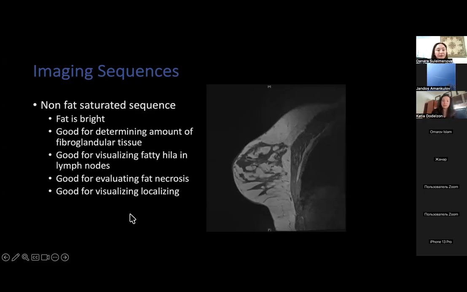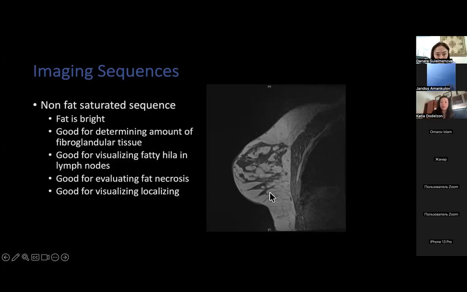The next set of sequences are T1 weighted sequences before contrast is administered, and these are not fat saturated. Fat is bright, so this is fat here. And this is a good sequence for a couple things. One, it's good to determine the amount of fibroglandular tissue. So as we talk about density on mammography, we also have to report fibroglandular makeup of the breast on MRI. And here it's similar, akin to a mammogram. So it's easy to interpret it and really assess the amount of fibroglandular tissue on these sequences.